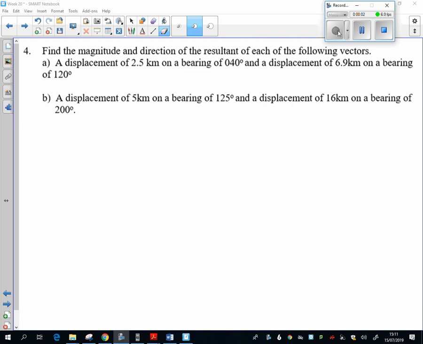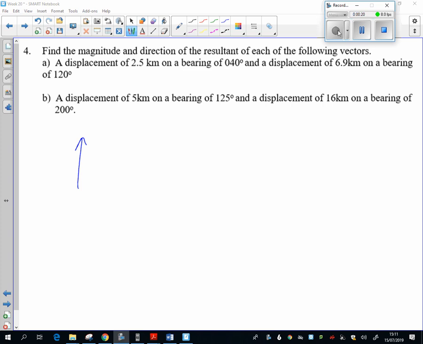So this question is about displacements and bearings for vectors. Always with a question like this, I would start by drawing it out. If we look at part A, we've got a bearing. Obviously bearings are always measured from due north.